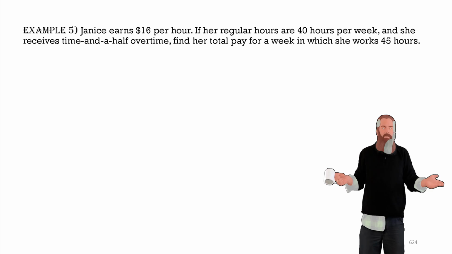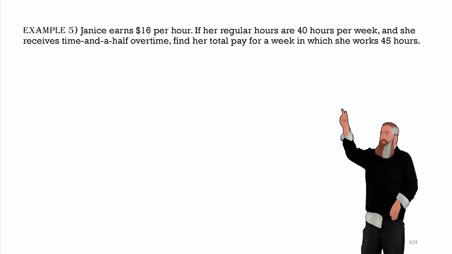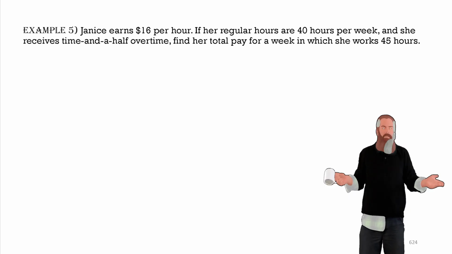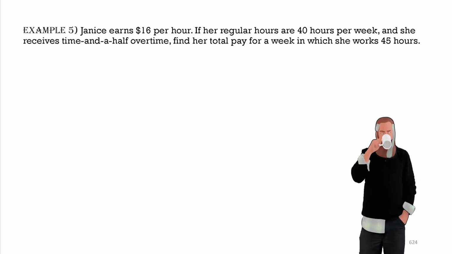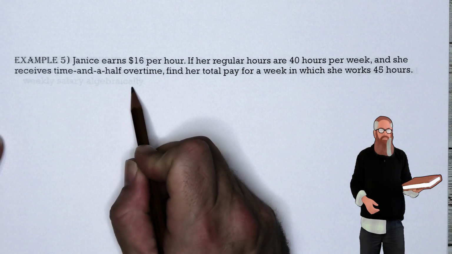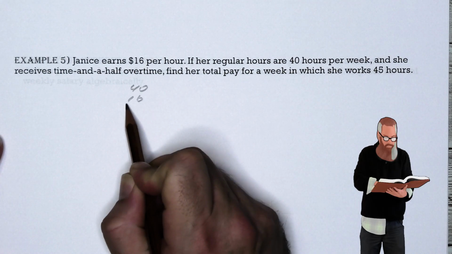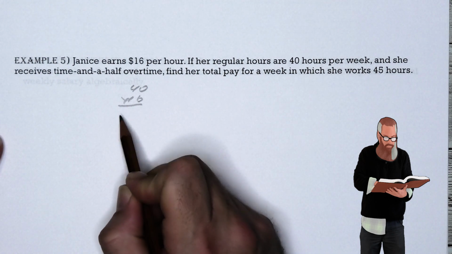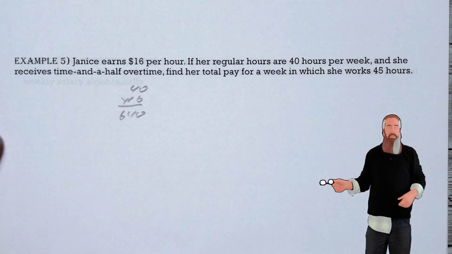Janice earns $16 an hour. If her regular work hours are 40 hours per week and she receives time and a half overtime, find her total pay for a week in which she works 45 hours. We know that she's going to work 40 hours at $16 per hour. This is going to earn her $640.